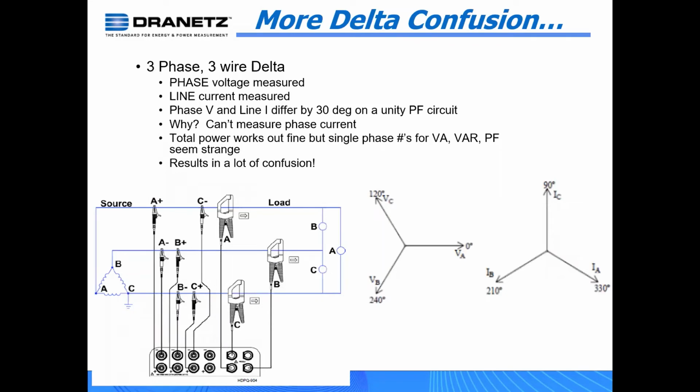Where it gets confusing is the phase voltage and line current, because you can't actually monitor a phase current, so you have access to line current. So there's an inherent 30-degree difference between the two. Again, at the end of the day, the total power works out fine because we're basically using Blondel's theorem.